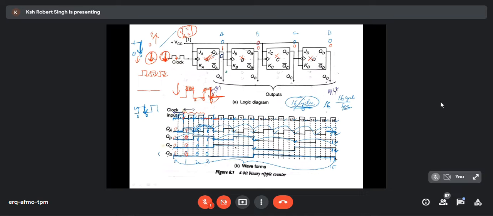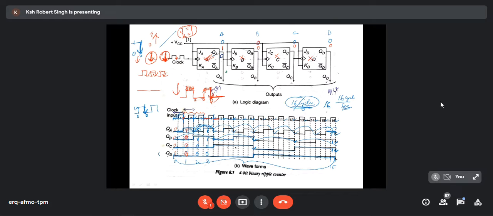Earlier QA was 1, now I am having 0. That means 1 to 0. It is similar to a negative edge trigger. Though I am not supplying any clock pulse to this B, the output, which was earlier already 1, suddenly becomes 0. That means it is a transition from 1 to 0, similar to a negative edge trigger.